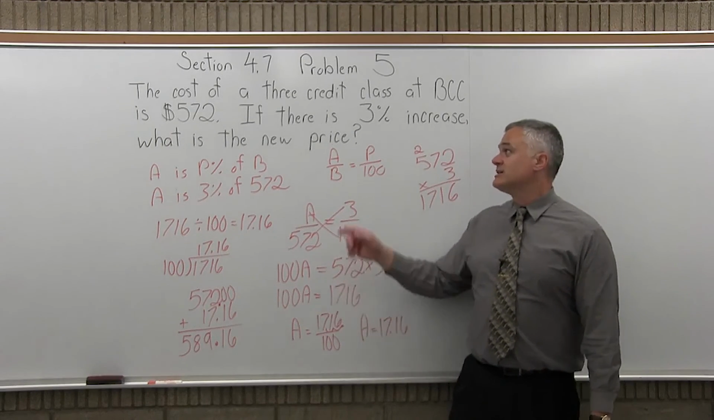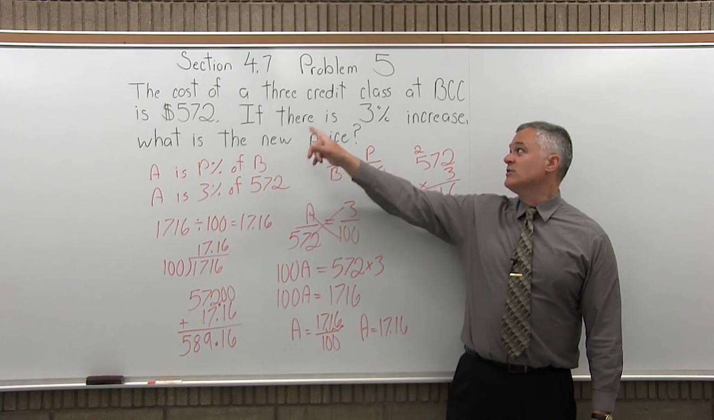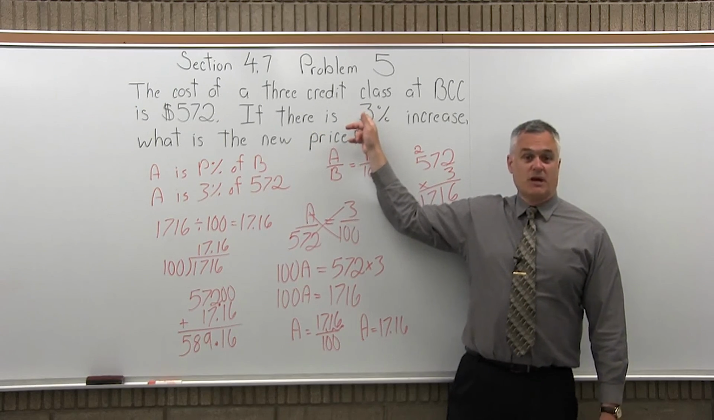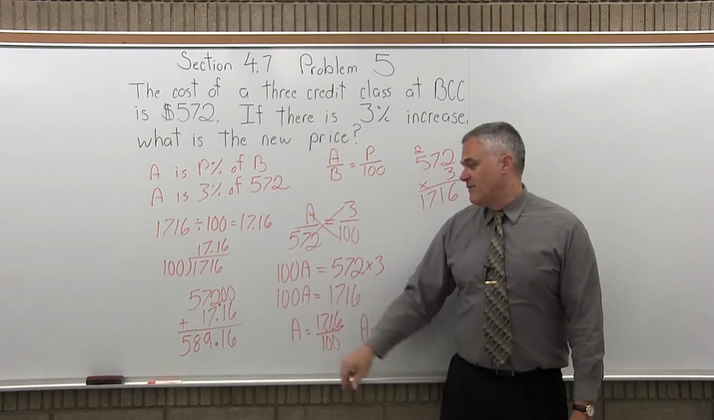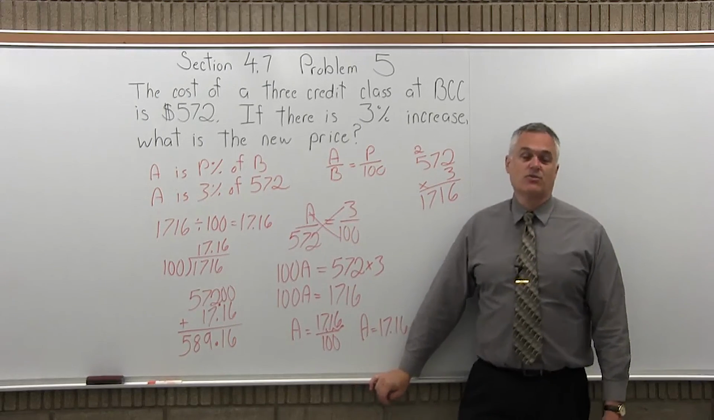So that's the new price. If you started at a price of 572, and that price increases by 3%, the new price will be $589.16 for a 3-credit course.